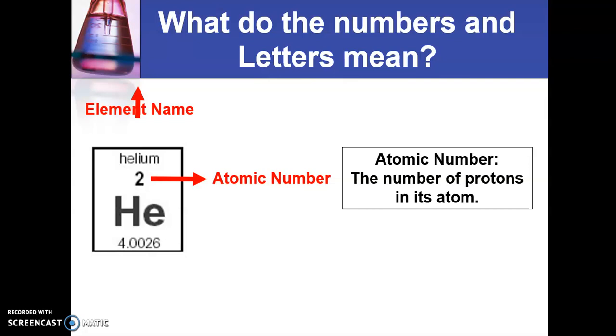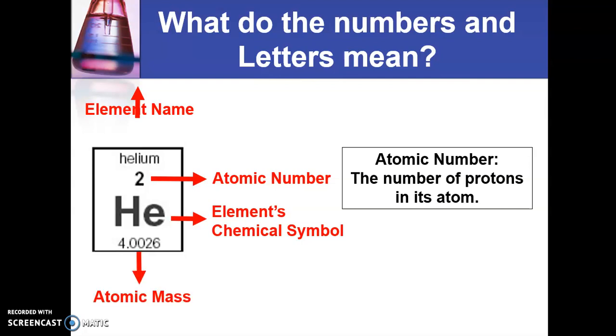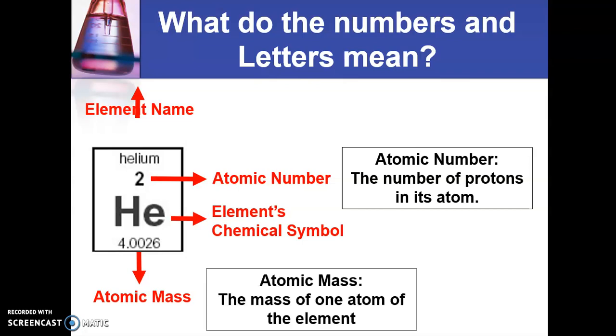which tells you how many protons that atom has. The symbol for the element is He, so this is a way you can abbreviate the name of the element. And the atomic mass is rounded to 4.0026. That's the average number of protons and neutrons and electrons that it has. Atomic mass is the mass of one atom of the element.